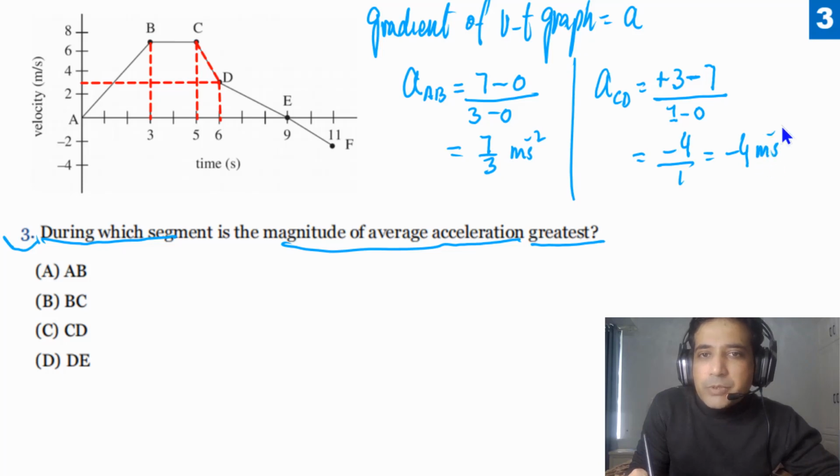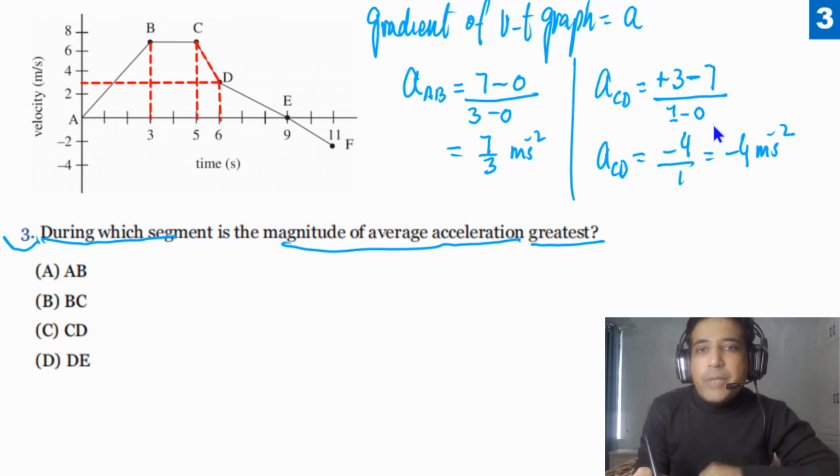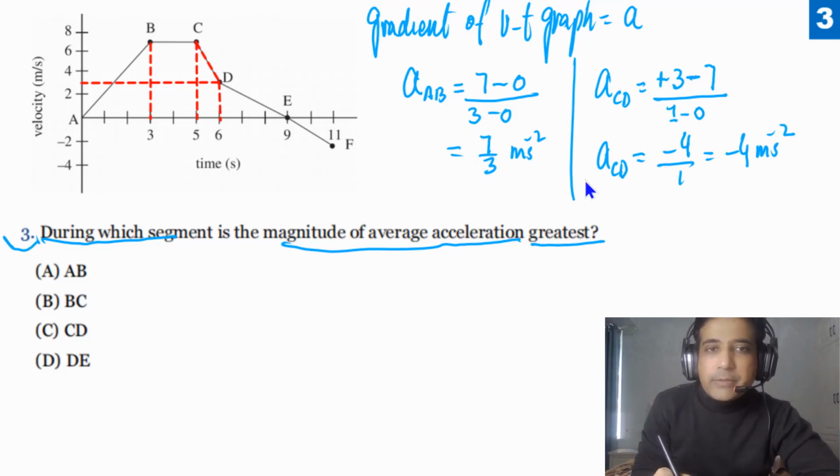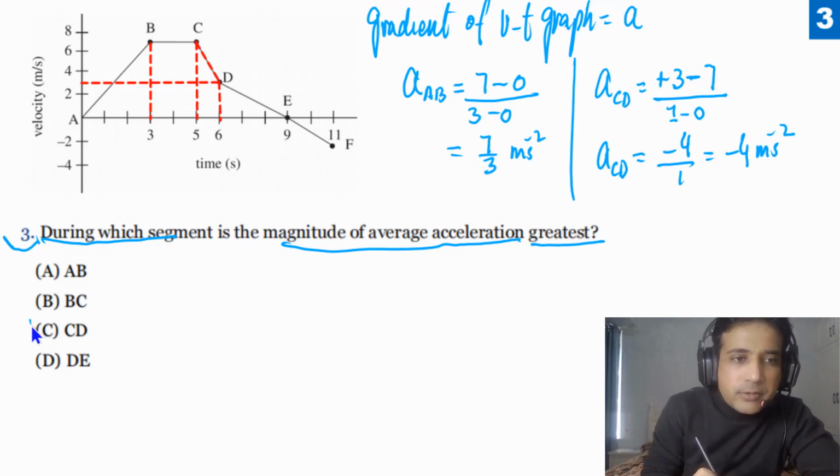So in this case, we simply need to compare the magnitude. As 4 is greater than 7 by 3, it means the answer for this question is C. So this is how you can compare.